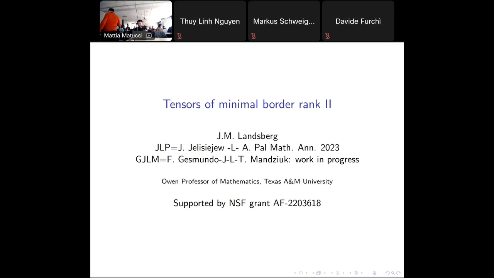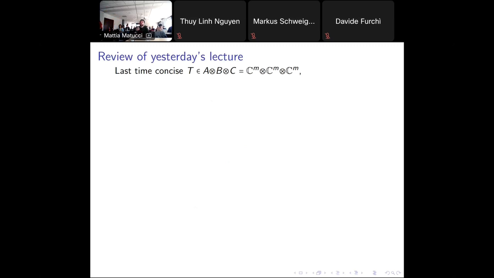Okay, welcome back. So I spent most of yesterday's lecture motivating this problem of tensors and minimal border rank. The motivation came from the complexity of matrix multiplication. And I didn't quite get to finish last talk, so I'll finish last talk and then I'll start today's talk.